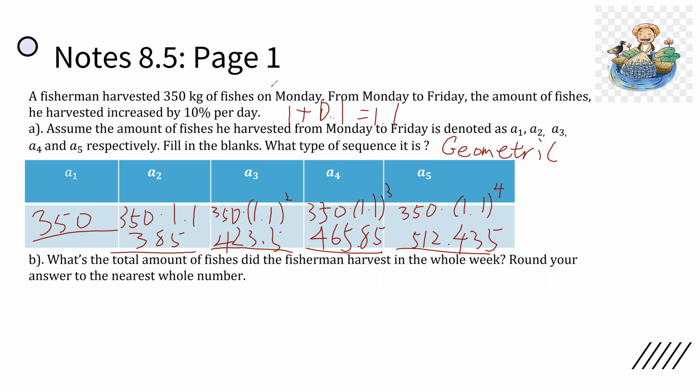So question B is asking you what's the total amount of fishes he harvested in the whole week, which is 7 days, from Monday to Sunday, assuming the growth rate is 10% per day. So how do we solve this problem? Well, if you interpret this problem, it is actually asking you to find sum sub 7, because we have 7 days, a whole week, of this geometric sequence.